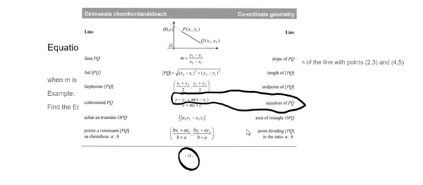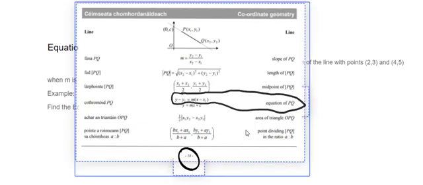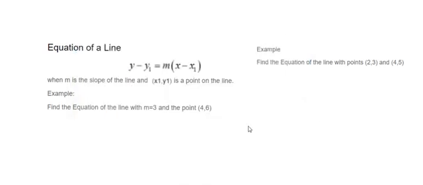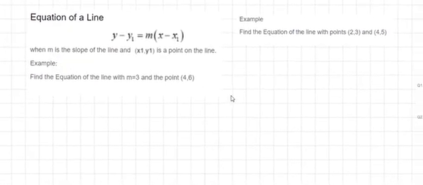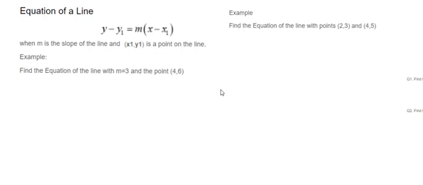It's there for you on page 18, so you don't need to learn it off completely, but you need to be familiar with it and be able to put numbers into it and solve questions. So y minus y1 equals m multiplied by x minus x1, when m is the slope of the line and x1, y1 is a point on the line.